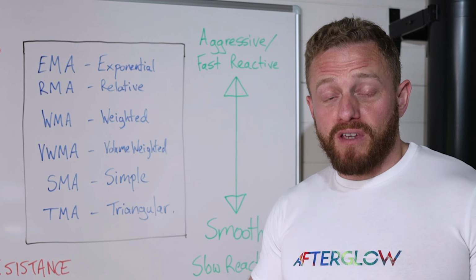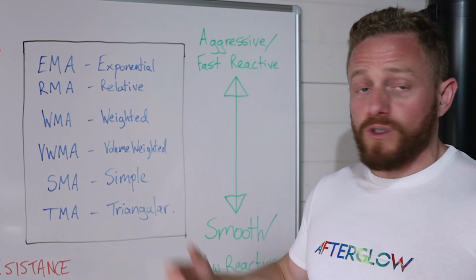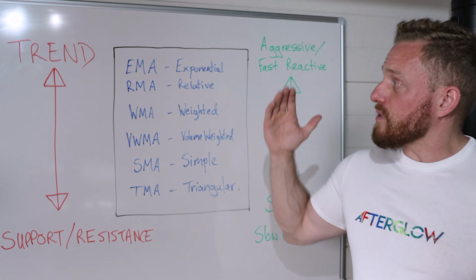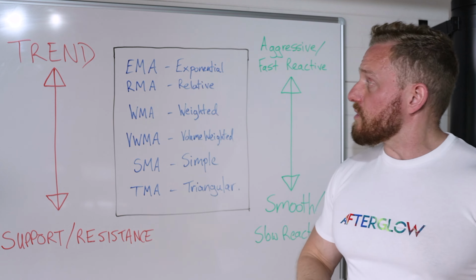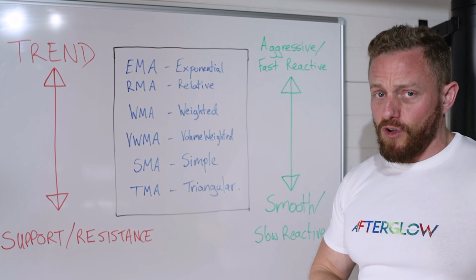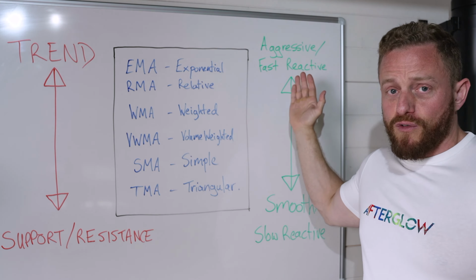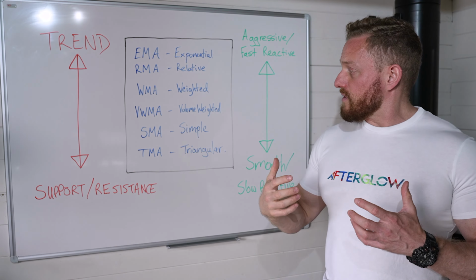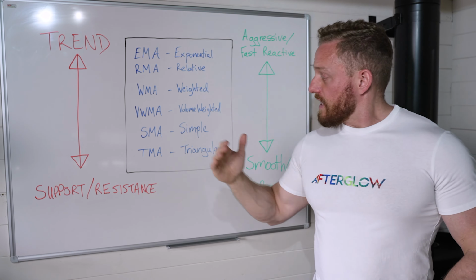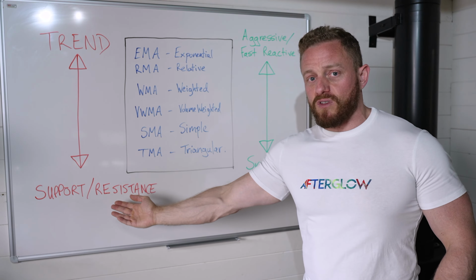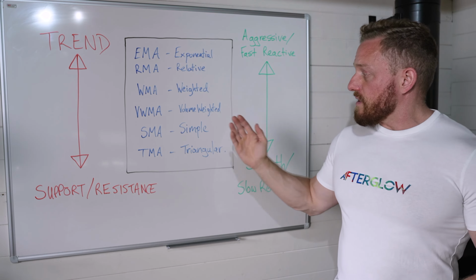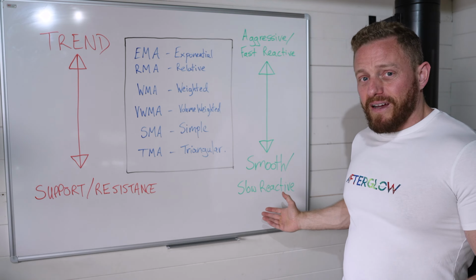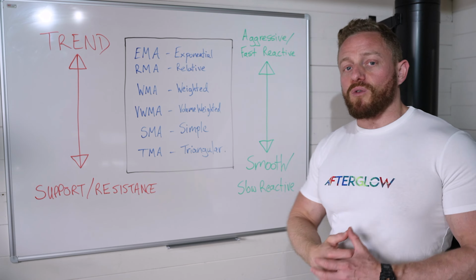What is the best moving average from all these choices for your trading? Well, it depends. If you want to follow the trend, then usually the EMAs are your best option, since they're the most aggressive and fastest to react to the price action. Whereas at the opposite end of the scale, if you want to find support and resistance zones, usually the SMAs are the best choice, since they're slow to react, but they do smooth out all that noise.